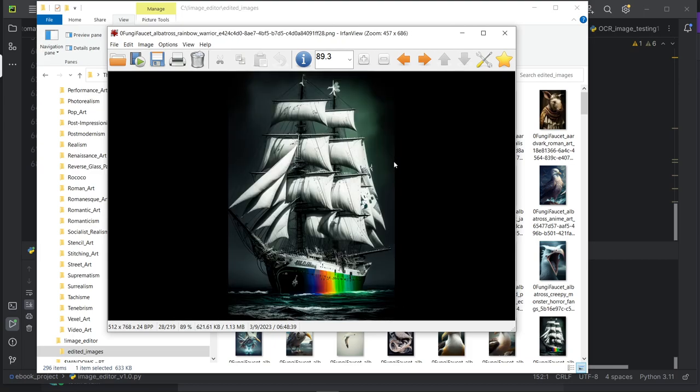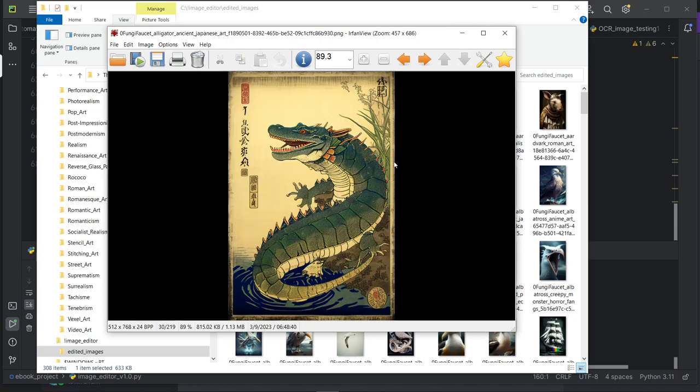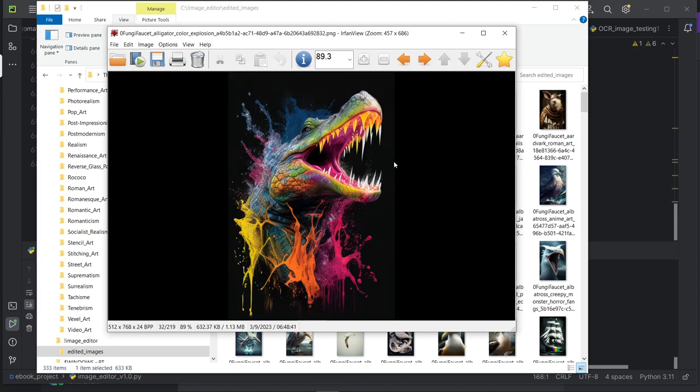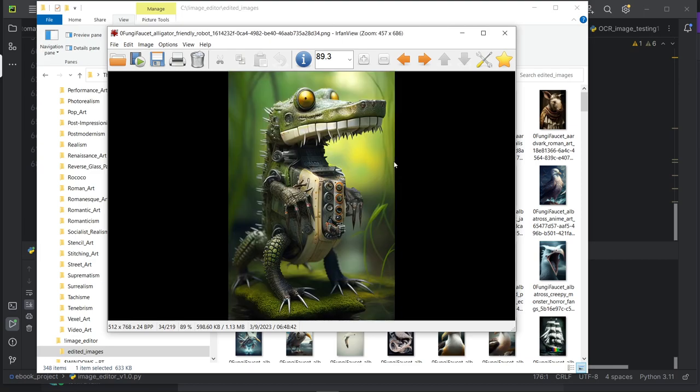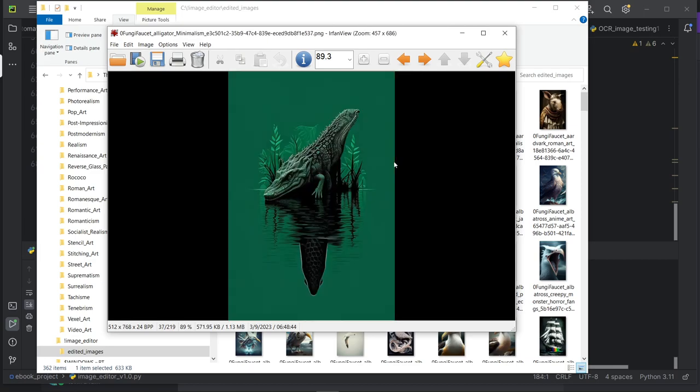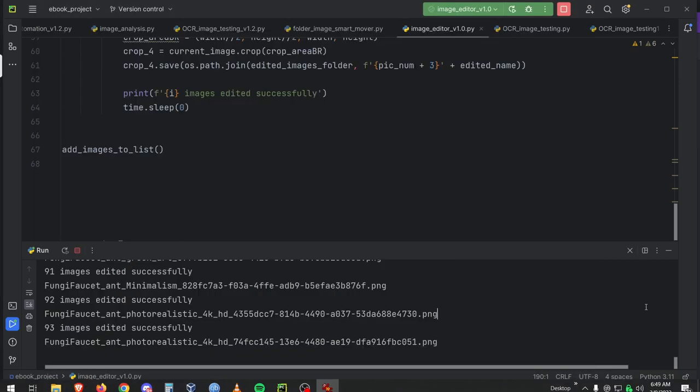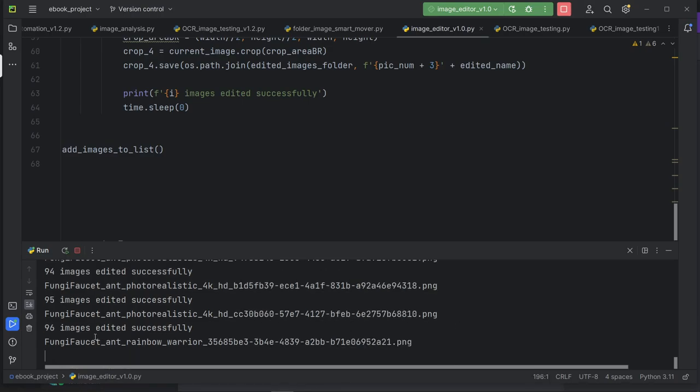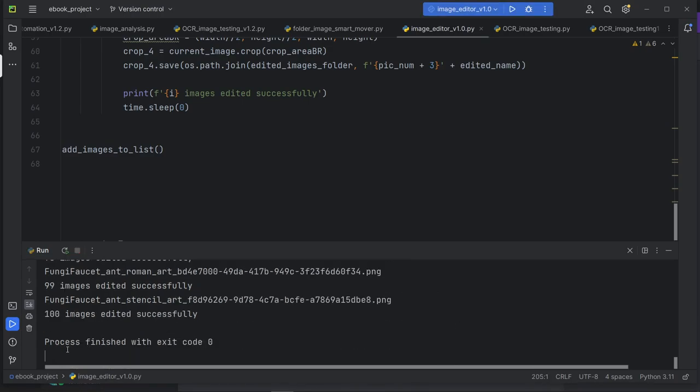I might not even need to upscale these for book covers, actually, now that I think about it, now that I see these. I dig it. I should have timed it. It put the 100 images all edited there, and I think 30, 40 seconds seems like a good estimate, and that's about it.